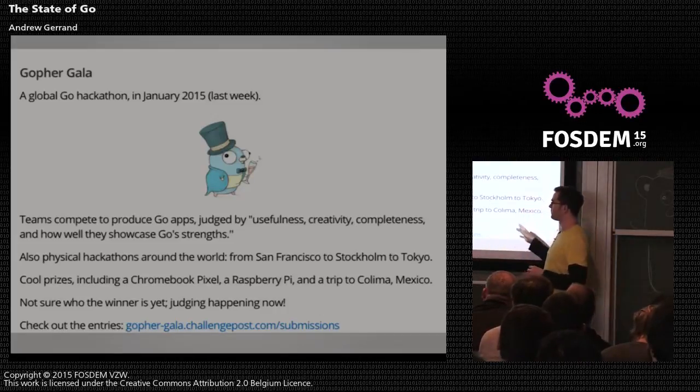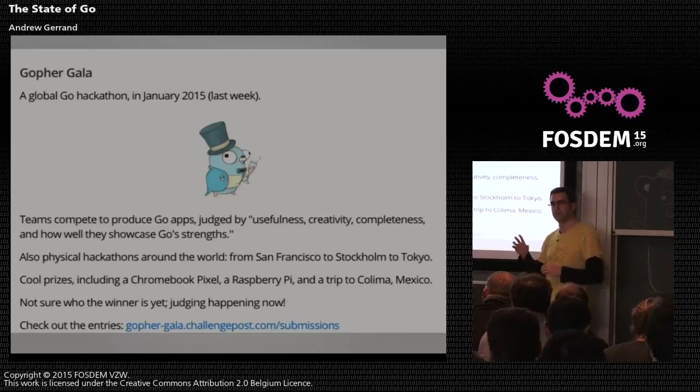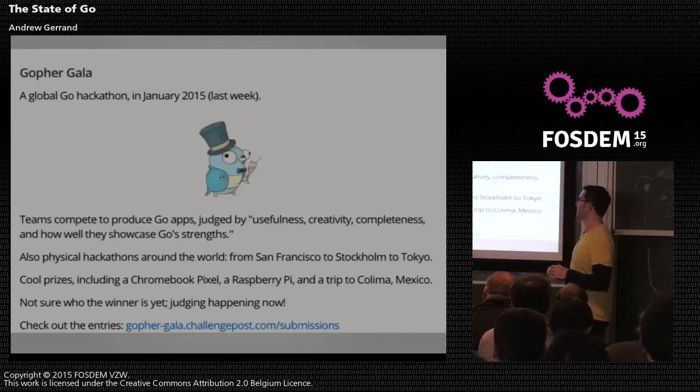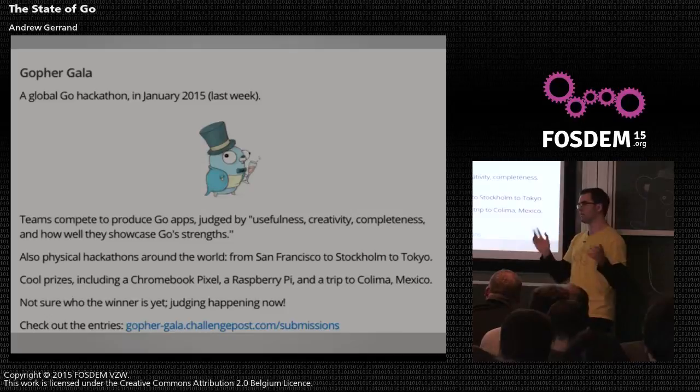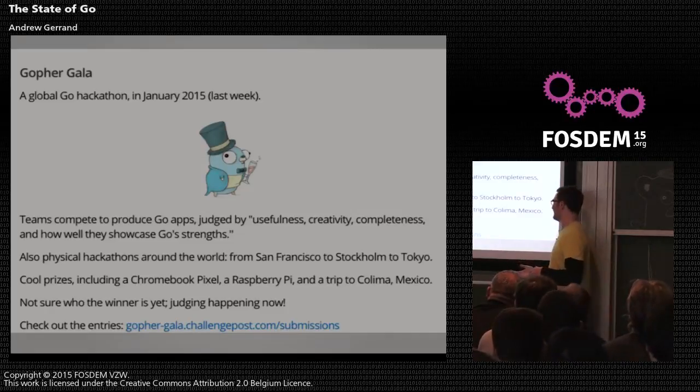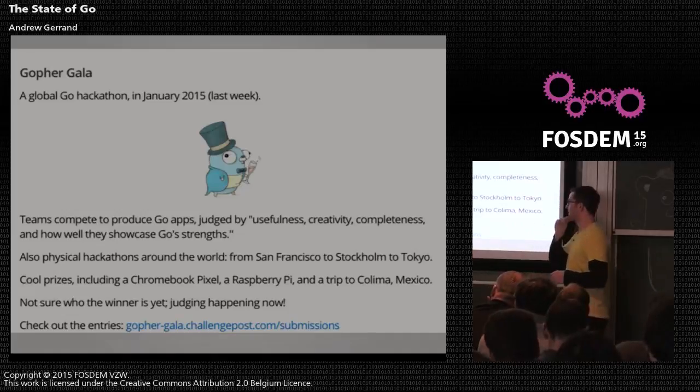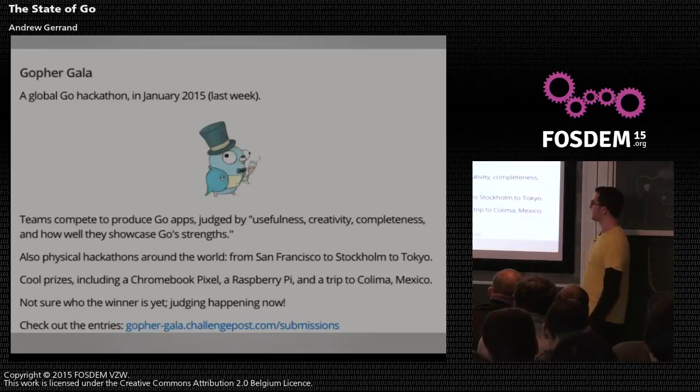There were also physical locations around the world, about 30 of them, where people got together and hacked on Go stuff. There were really cool prizes, actually. You could get a Chromebook Pixel, a Raspberry Pi, all kinds of techie stuff, GitHub accounts, and a trip to Mexico, which I thought was totally amazing. It's to Colima, which I'm not sure what that's like as a place, but basically a company has invited you to fly you out so you can hang out with them and hack in their office or just go to the beach or whatever. I hope it's on the coast, otherwise that makes no sense.